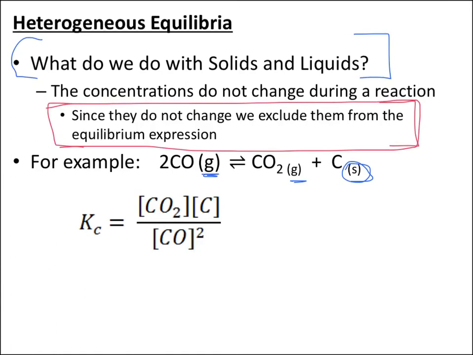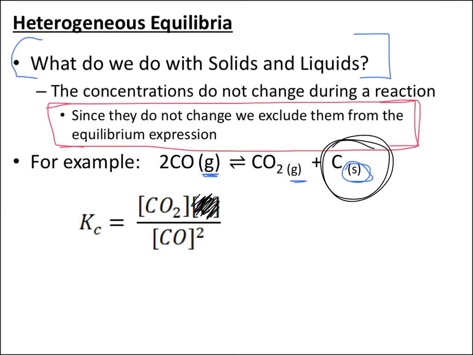If I'm looking at my example, I've got a Kc expression written right here, an equilibrium expression based on concentration. I would have carbon monoxide down on the bottom, squared, just like we would expect. And then I would have my products up on top. Well, I've got CO2 and carbon. But since carbon is a solid, do I write it in my equilibrium expression? The answer is no. So I would get rid of that. My equilibrium expression would just be CO2 over carbon monoxide squared. So we will not write them in our equilibrium expressions.